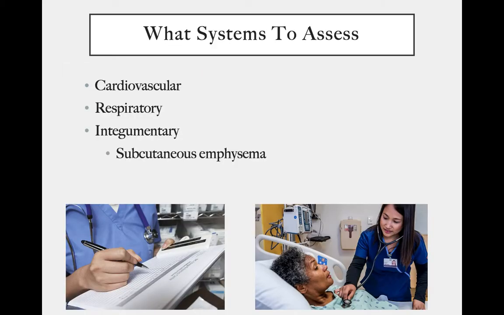So what systems would we be assessing? The cardiovascular system. So like I said before, we would be assessing these systems because a tension pneumothorax can occur, and when a tension pneumothorax occurs, it can put pressure on the great vessels and disrupt the cardiovascular system. So we'll be listening to S1, S2, checking the blood pressure, the pulses to ensure adequate perfusion.